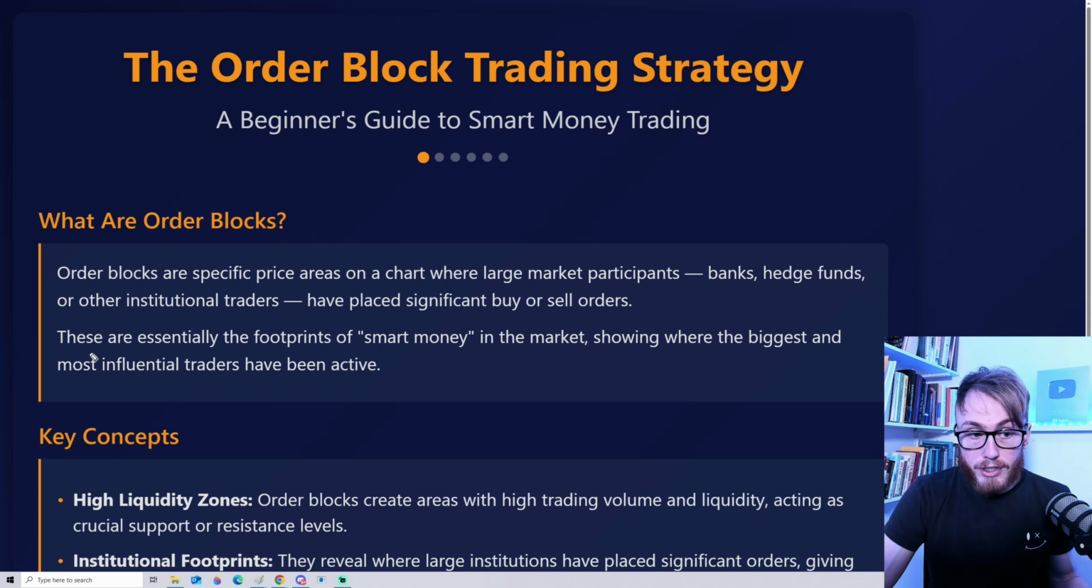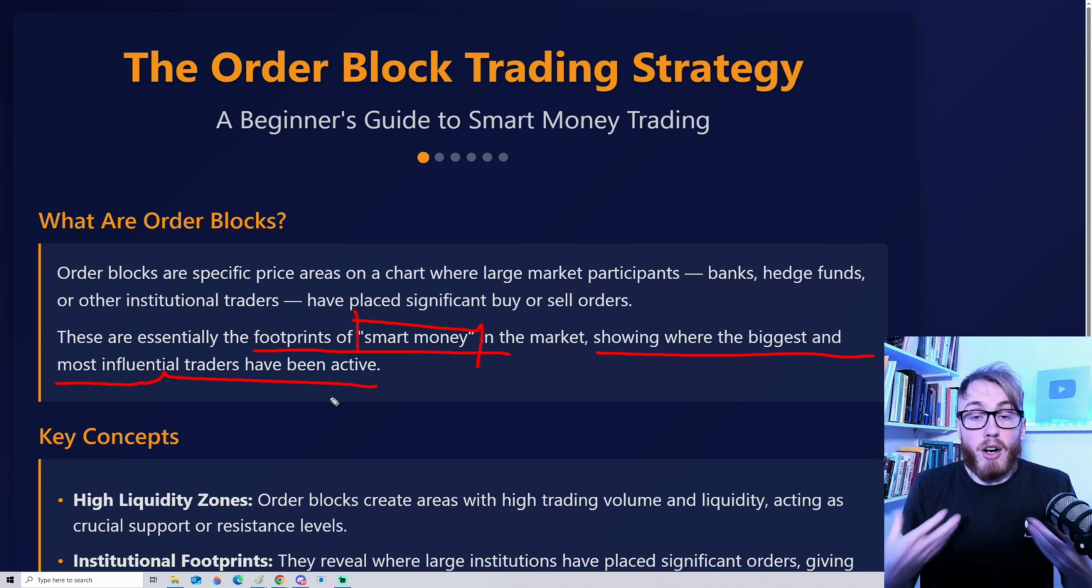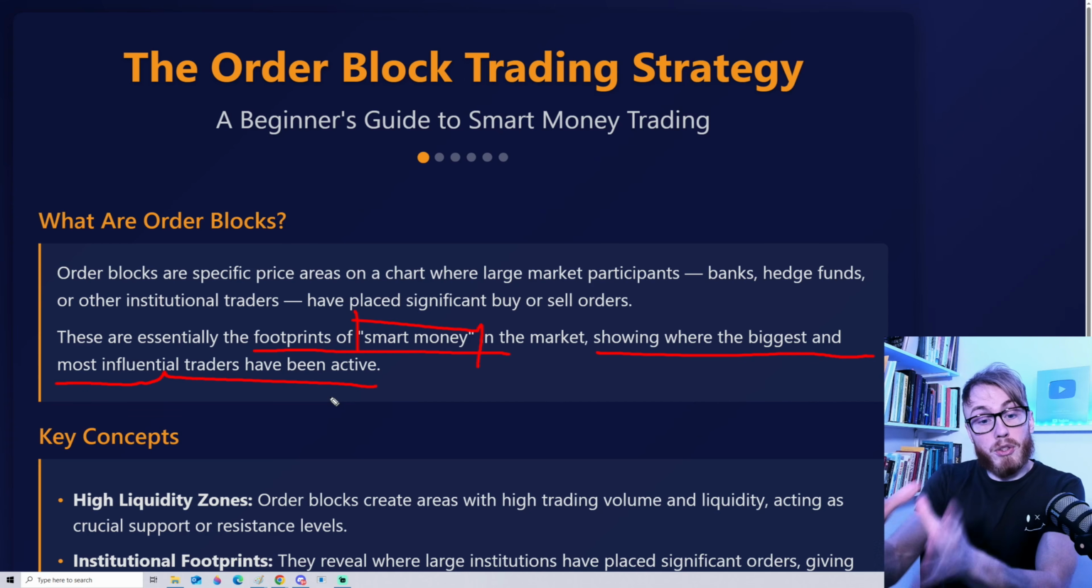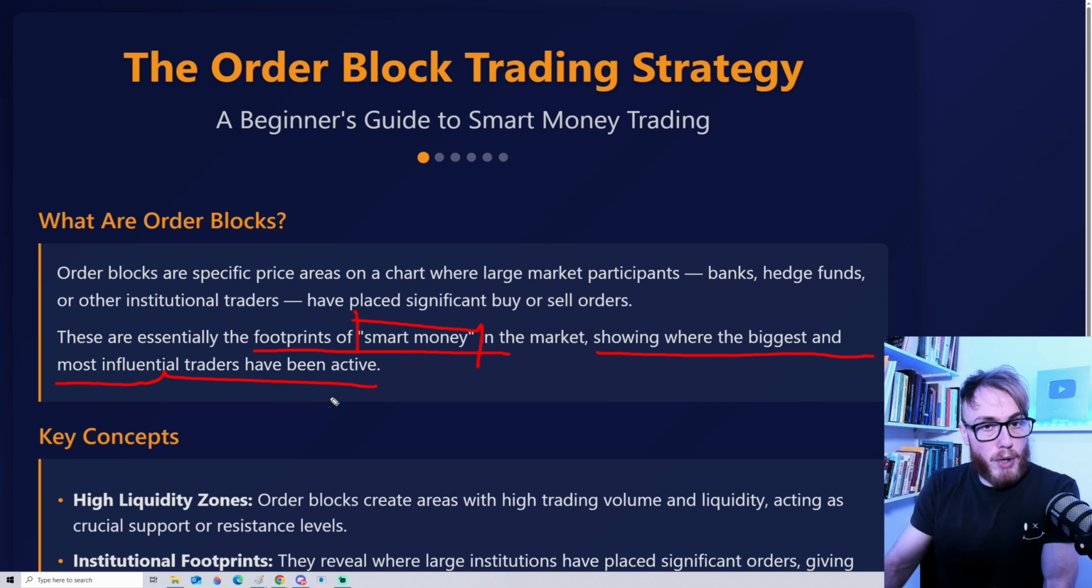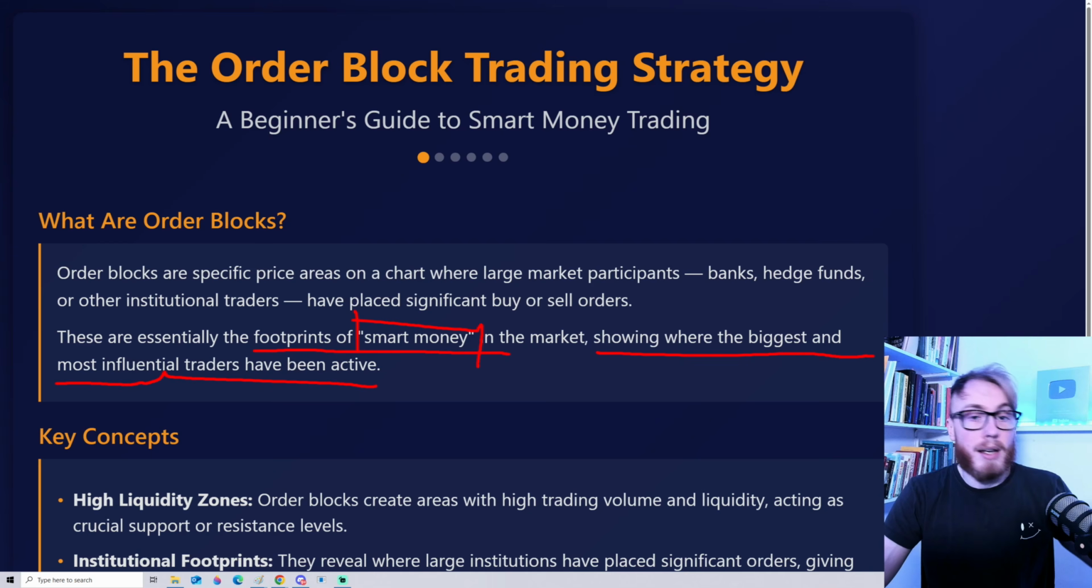Or in other words, these are essentially the footprints of the smart money. So these are areas that are showing where the biggest and most influential traders have been active. And us retail traders like me and you can hopefully use the knowledge about the smart money to actually trade in the same direction, and as a result make money.